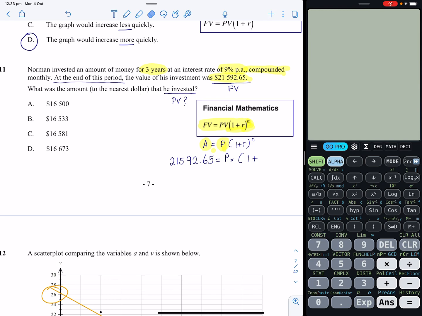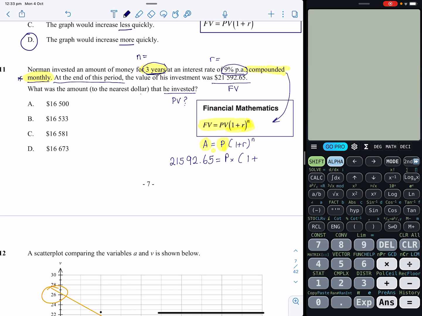Let's look at the rate. It's listed as 9% per annum. As I said before, the word compounded is important, but also the word monthly. Compounded leads us to remembering to use this formula. The monthly part is an indication that we need to do something with our n value and our r value. It tells us that our n value needs to be in months, and so does our r value.